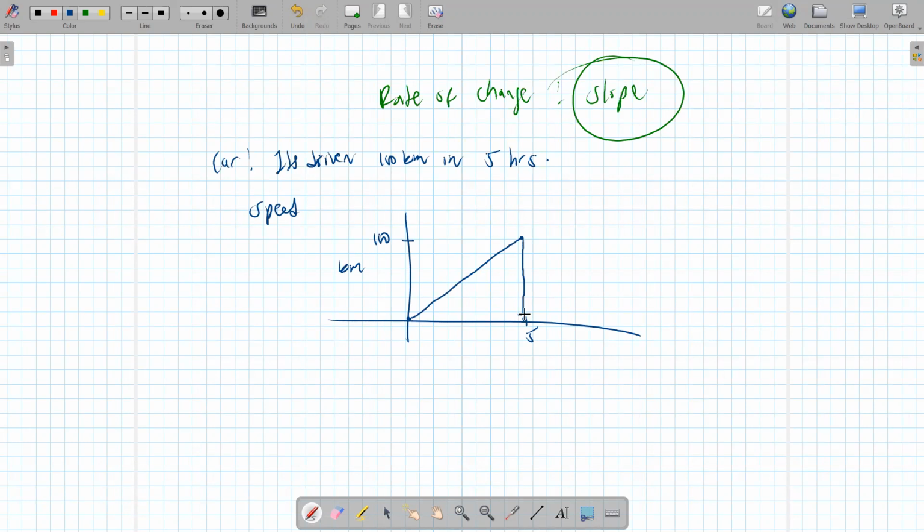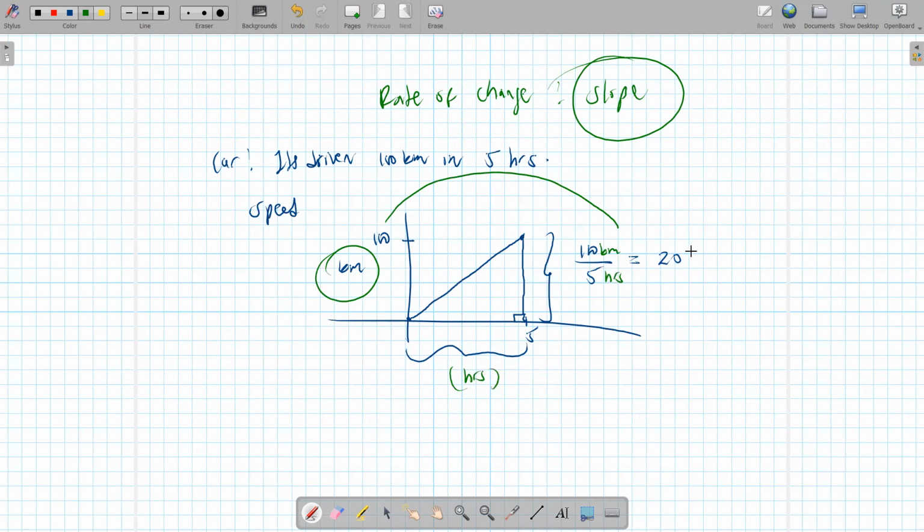What is the slope of this? What's the rise here from 0 to 100? It's 100. What's the run? 5. So the slope is 20. Now, if you put the units, on the y-axis we had kilometers, so on the rise we have kilometers. On the x-axis we have time, which is in hours, so kilometers per hour. There you go. Kilometers per hour is the unit here.